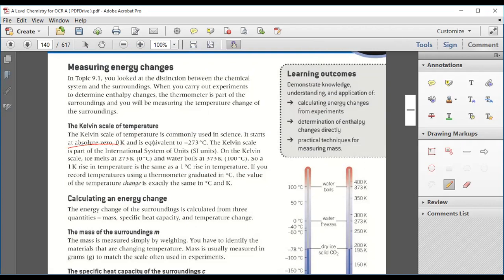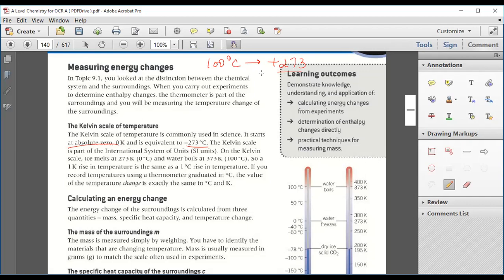Absolute zero is 0 Kelvin, and it is equivalent to minus 273 degrees Celsius. So you know the relationship between Celsius and Kelvin. Now suppose 100 degrees Celsius. If you need to convert it into Kelvin, you need to add 273. So add 273 to the degrees Celsius, and you will get the temperature in Kelvin.